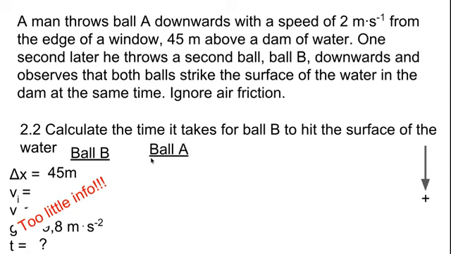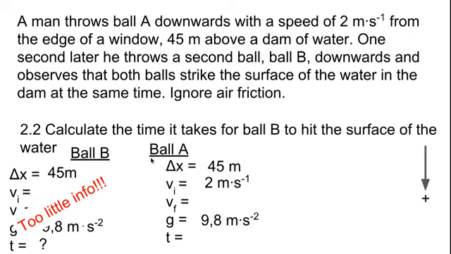So I started with ball A, wrote down my delta X, VI, VF, G, and T again, and looked for the information. Now, luckily for ball A, there's a lot of obvious information. The displacement of the ball is going to be 45 meters, because the distance between the dam and where the ball hits the water is 45 meters. The initial velocity of ball A is still 2 meters per second. And I have my not so obvious information that G is going down as 9.8, a positive value. And then I looked at this and said, this is all very nice. I've got 3 sets of information, but I have no idea what I need to calculate.